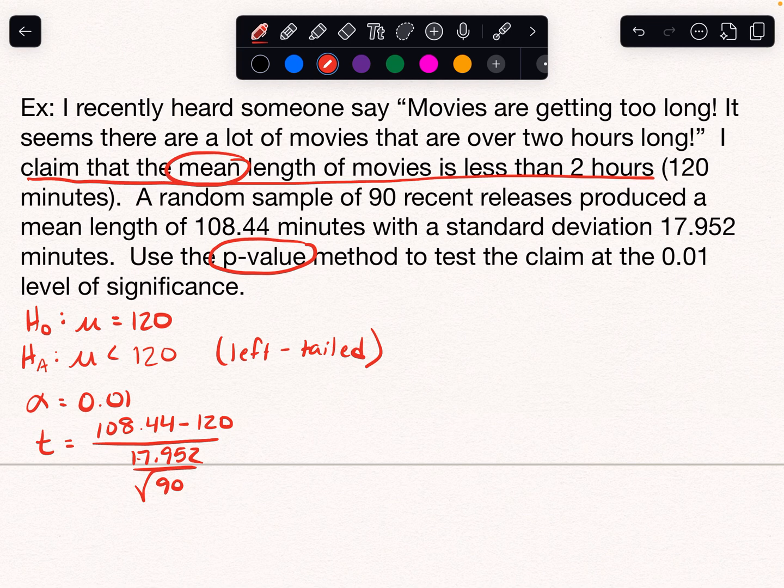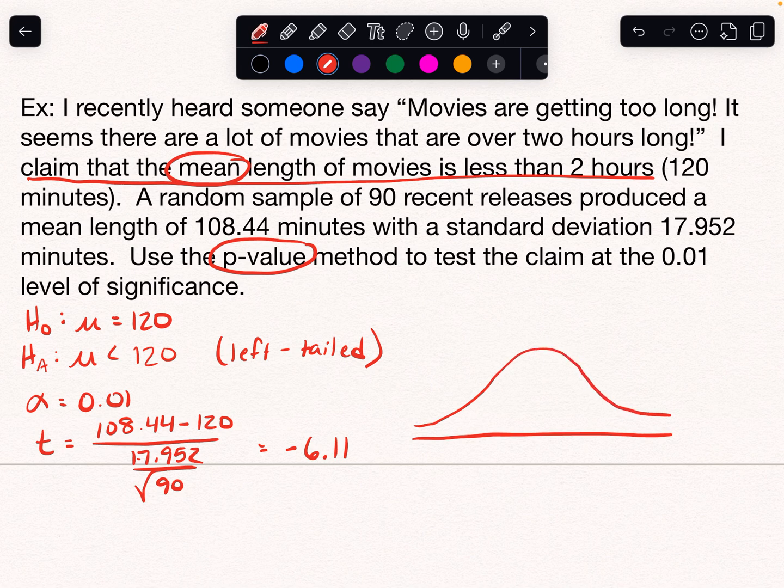Oh, jeepers. Oh, that's fun. I got negative 6.11. Hopefully that's right. If I made my normal distribution graph, because that's what we're always comparing back to.